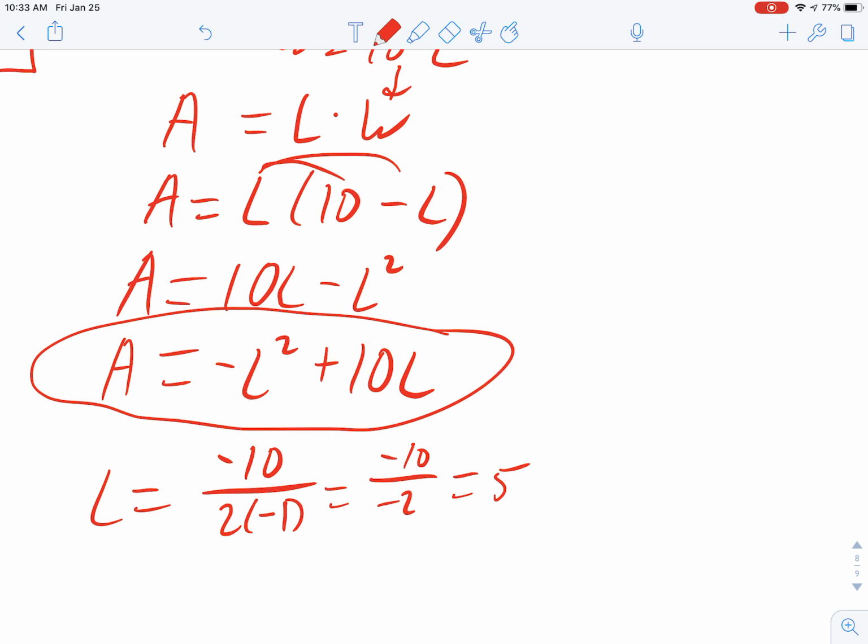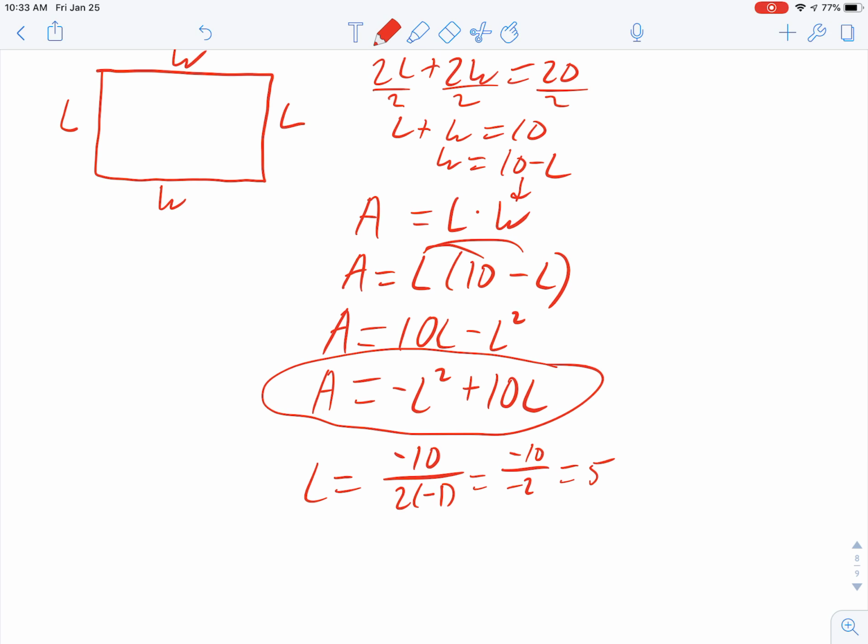The variable here was L, so that's our length. If the length is 5, the width is 10 minus the length, so that's 10 minus 5. I got that from over here. And so it's also 5. So the dimensions would be 5 feet by 5 feet. That would be the answer to that problem.